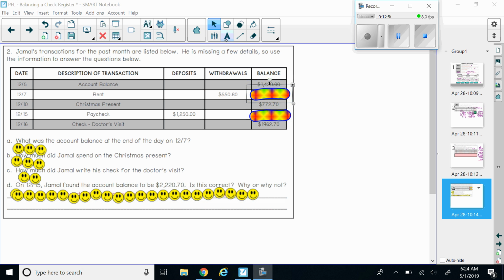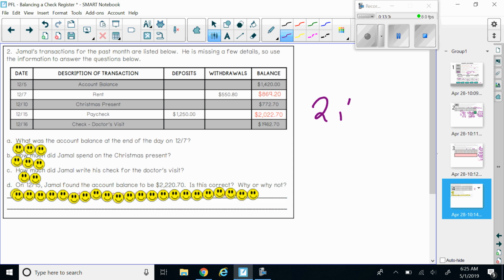All right, so now when I look, you should have $869.20 is what their balance is after they spent money here. And then once they made their deposit, you have a new balance of $2,022.70. But then you had to go to the doctor, and so you have to figure out, oh, that's the one we didn't know. We need to figure out what goes right here. So let's do that together. If my balance was this, and then it was this, I can subtract these two things and figure out what that missing piece is.